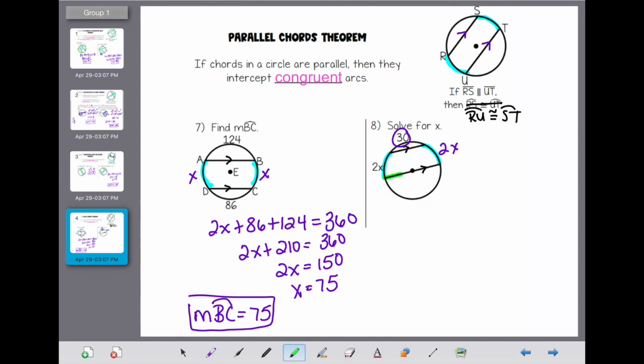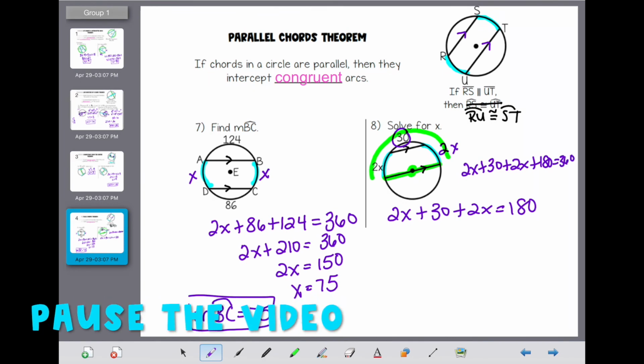Remember that anytime you're seeing this line that goes through the center of the circle, you know that you have a diameter, and your diameter cuts your circle in half. So you actually have a semicircle here with the 2x, the 30, and the 2x. So I can set up an equation that it's 2x plus 30 plus 2x equals 180. This is not the only equation that you could solve. You could also set it up so that you have 2x plus 30 plus 2x plus 180 equals 360.